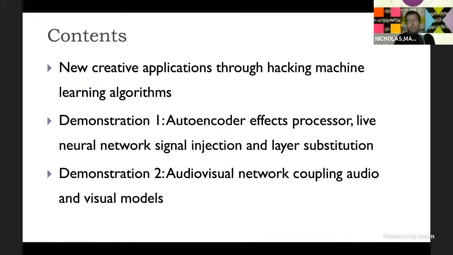I'm going to talk about some new creative applications by hacking machine learning algorithms, and I'm going to do two demos, essentially. The first demo is going to be an autoencoder-based effects processor, and we're going to manipulate trained neural networks live by signal injection directly into the units of particular layers, or even swapping layers between two neural networks of similar configuration. And then in the second demo, we're going to talk about an audiovisual network coupling. So there are audio and visual models, and data calculation from the audio model feeds directly into the innards of the visual model to manipulate the visuals that come out.